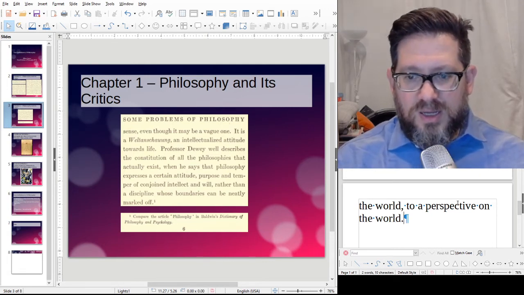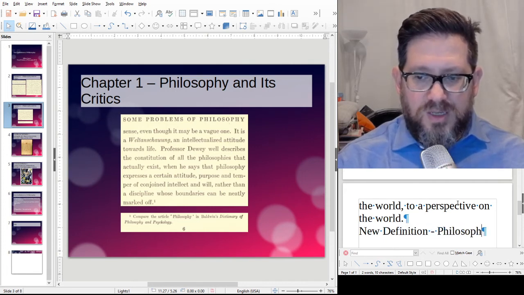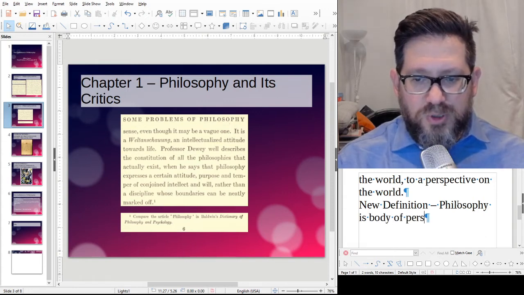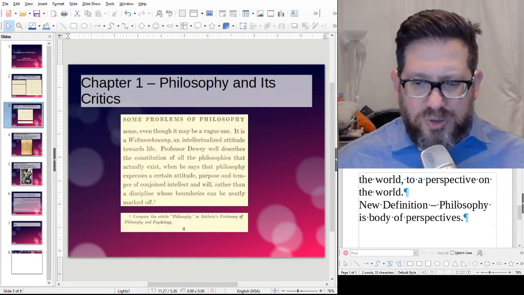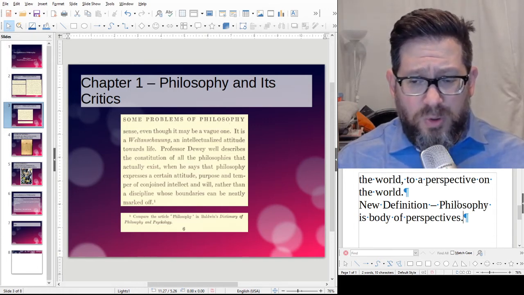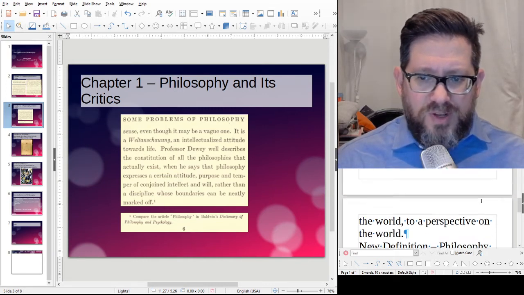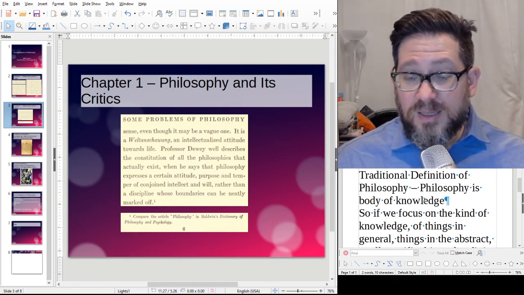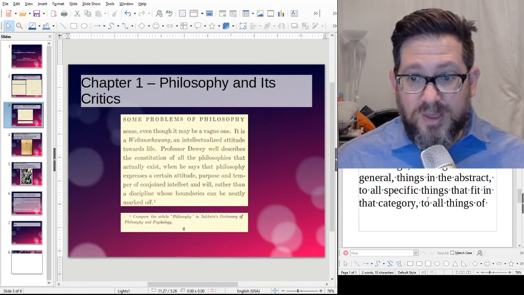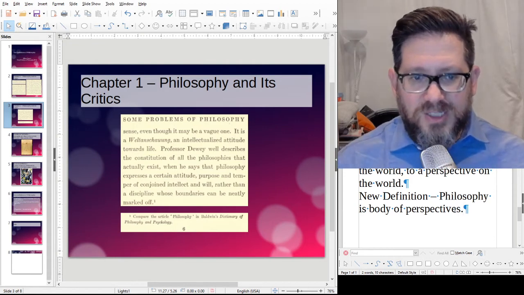So philosophy, the new definition, is that philosophy is a body of perspectives, right? Not just one, because there are many different ways of seeing the world. Before, we had the old definition, knowledge of what makes something what it is, and that seems to be just one thing. But now we have a whole body of different perspectives. And that's what philosophy is.